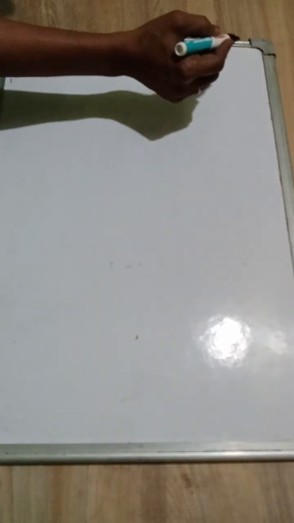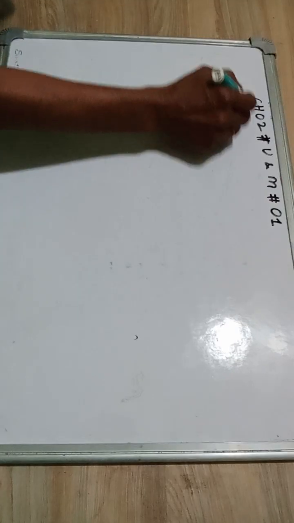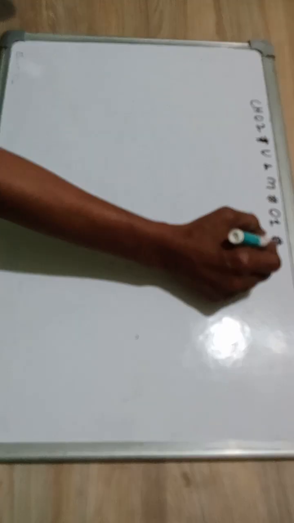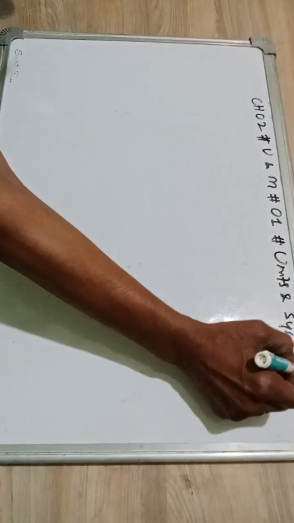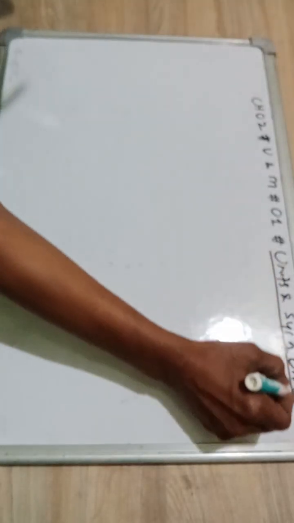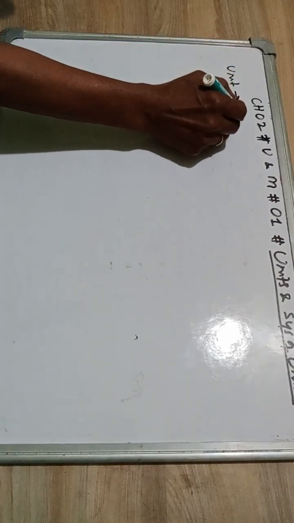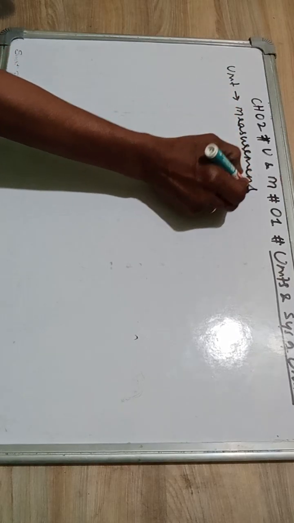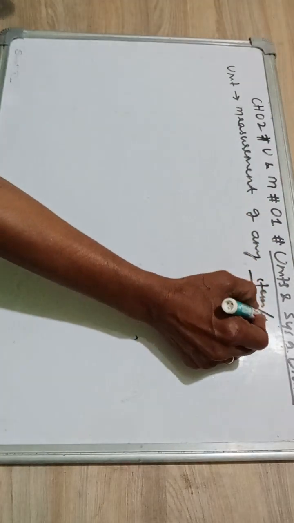Today we'll study class 11, chapter 2, that's units and measurement, lecture 1, that is units and system of units. This unit is linked to measurement of any item or object.